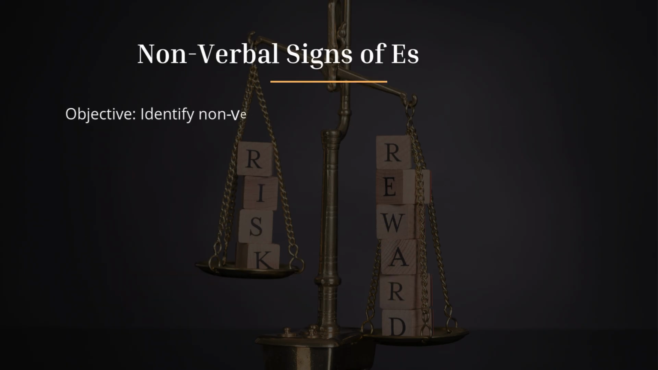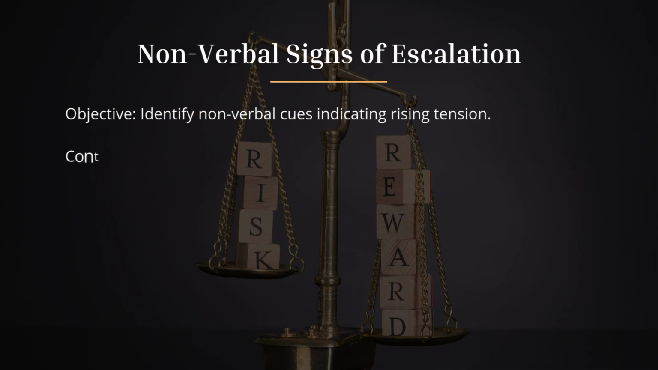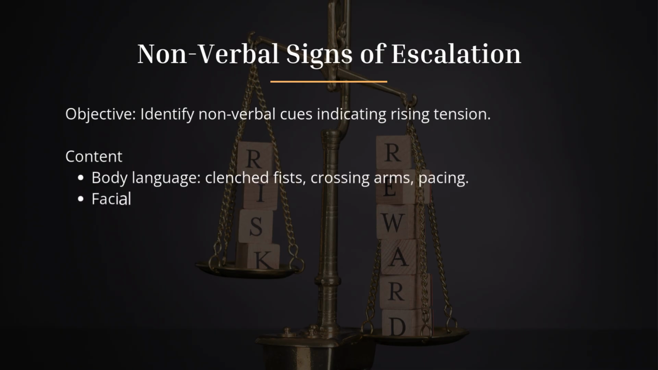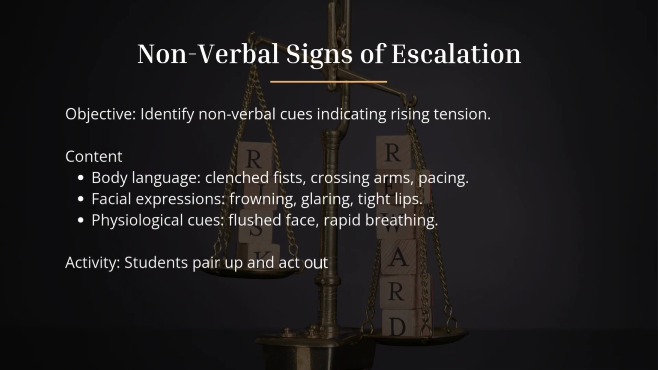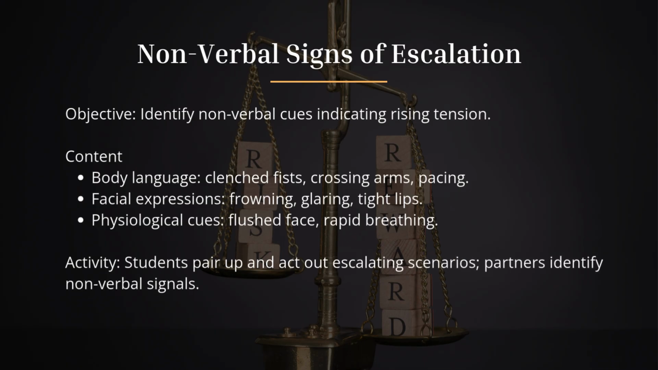Nonverbal signs of escalation. Objective: identify nonverbal cues indicating rising tension. Content: body language, clenched fists, crossing arms, pacing. Facial expressions, frowning, glaring, tight lips. Physiological cues, flushed face, rapid breathing. Activity: students pair up and act out escalating scenarios. Partners identify nonverbal signals.